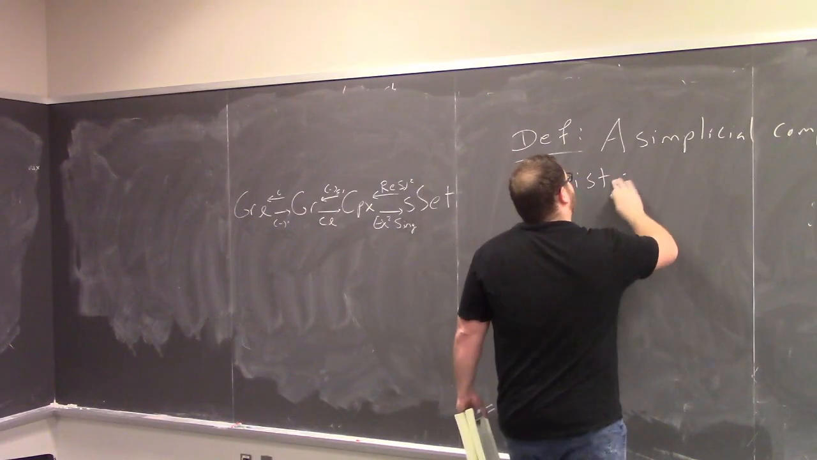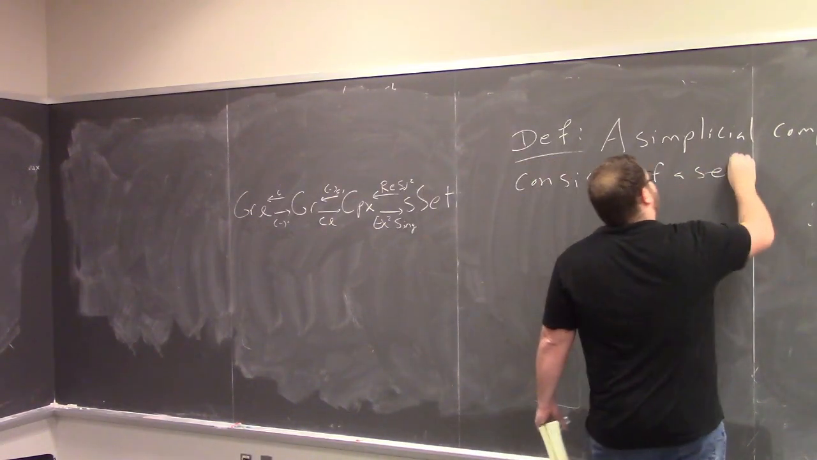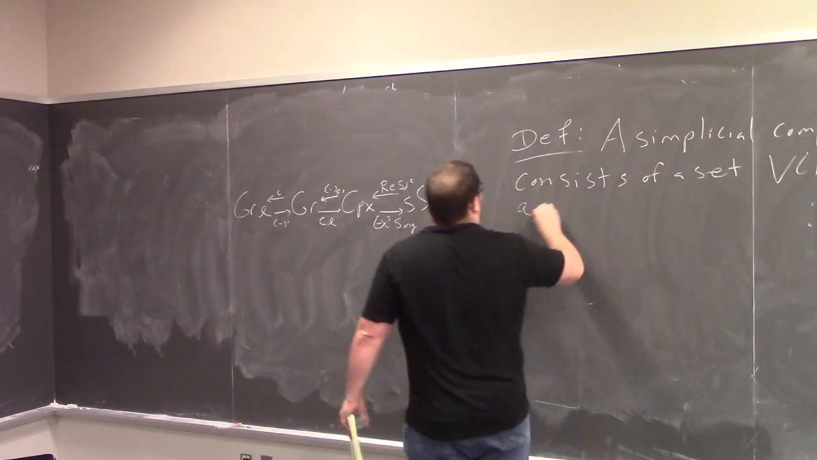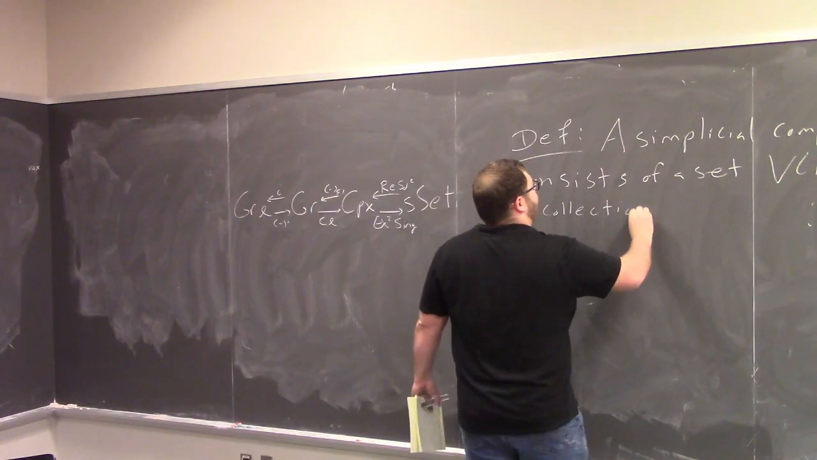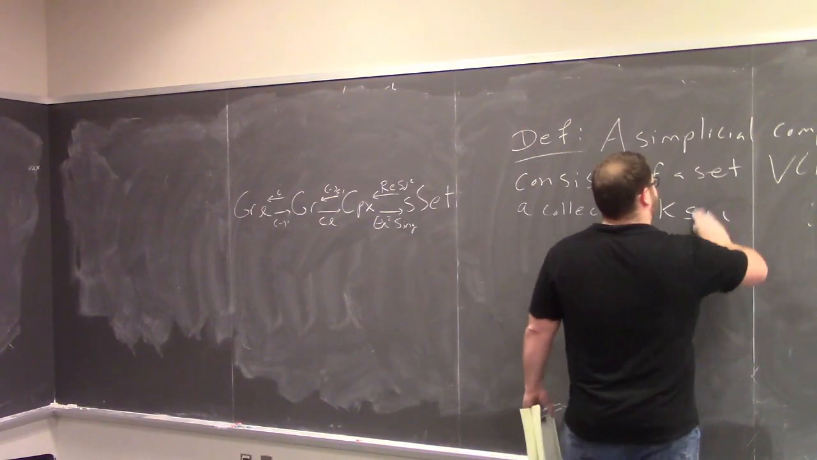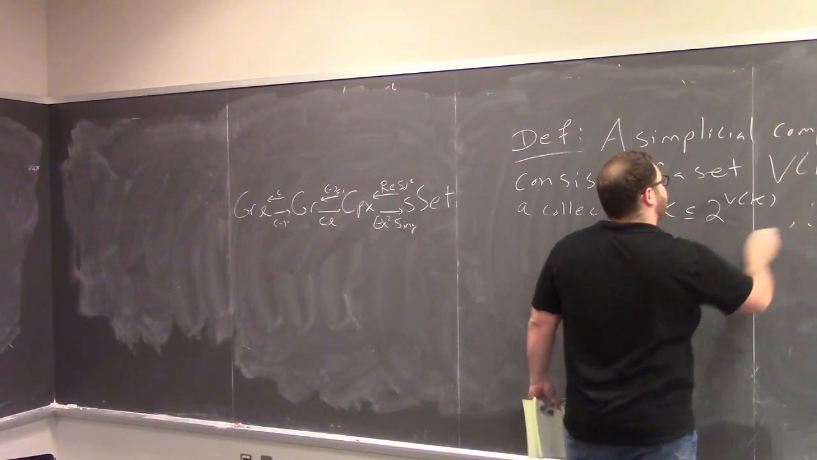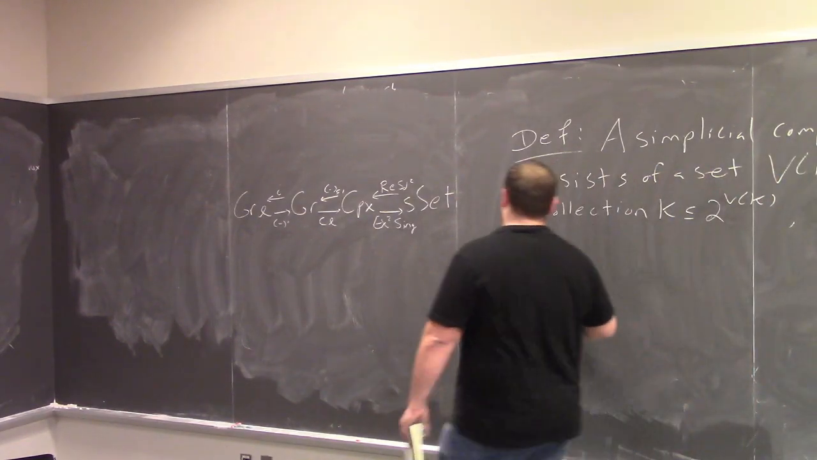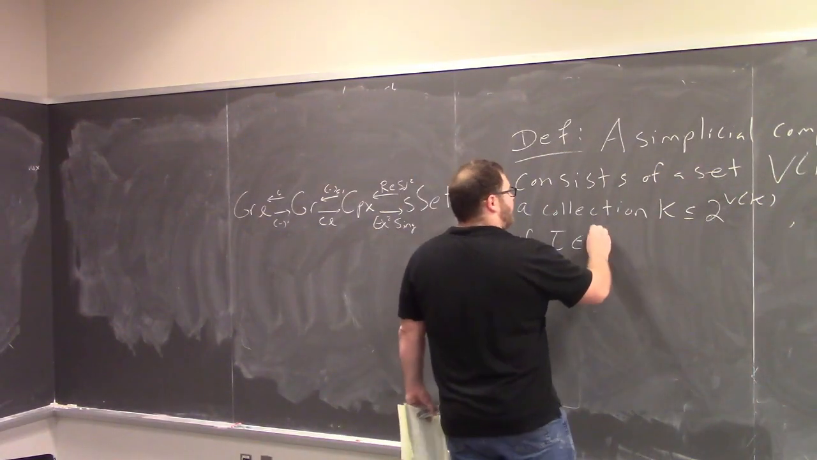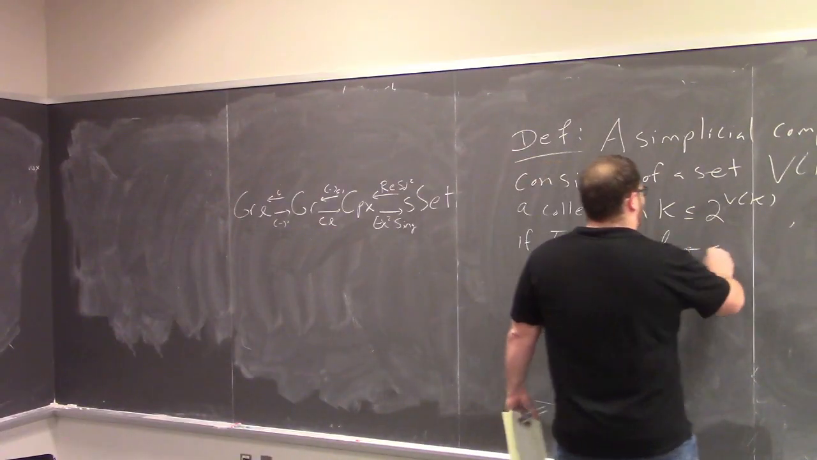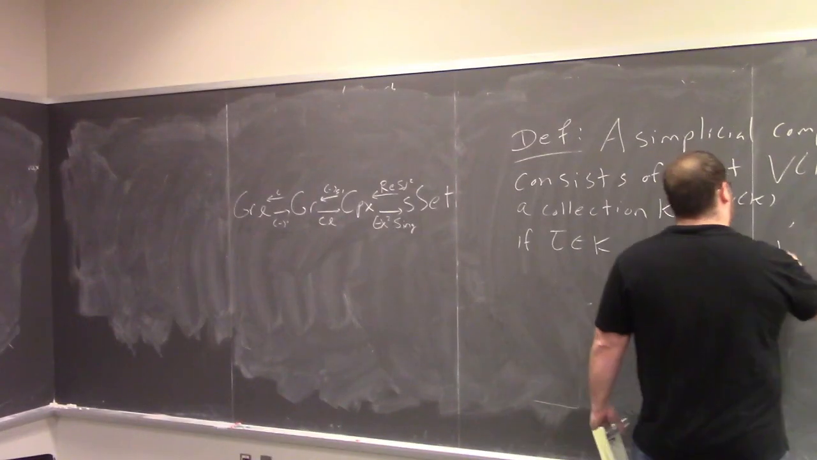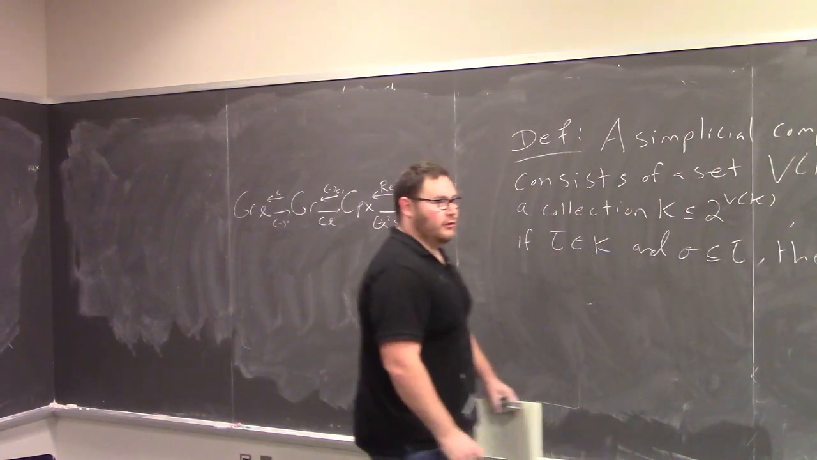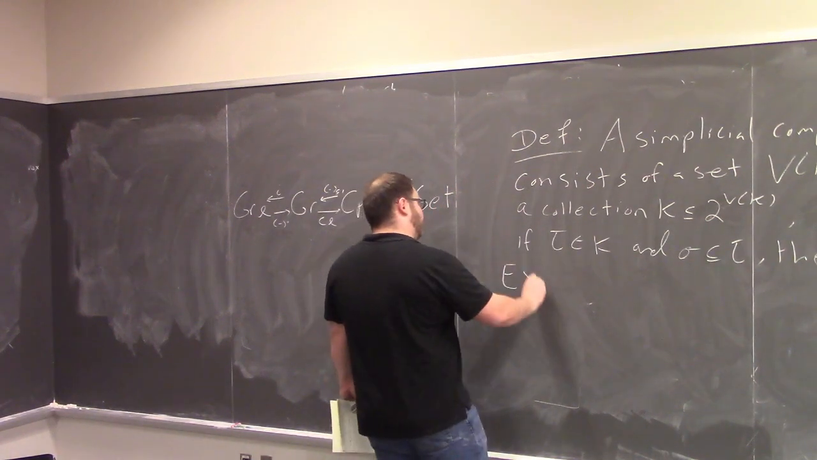A simplicial complex K consists of a set V of K and a collection, which I also call K, of subsets such that if tau is in K and sigma is a subset of tau, then sigma is in K as well. So this is the old-fashioned abstract simplicial complexes.